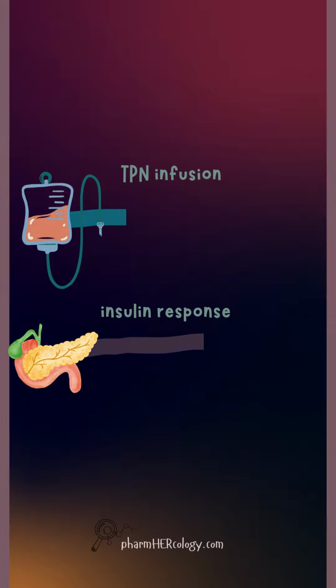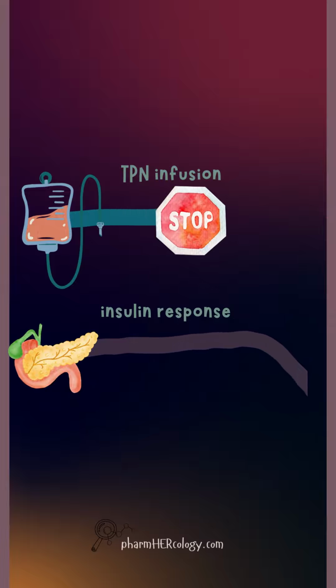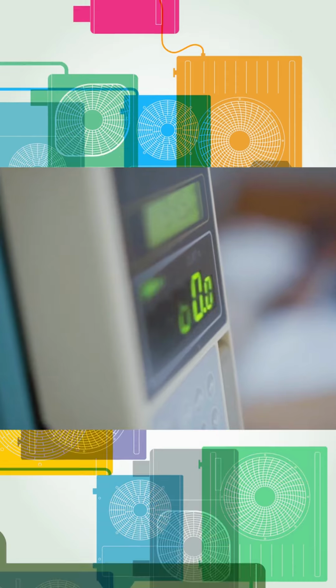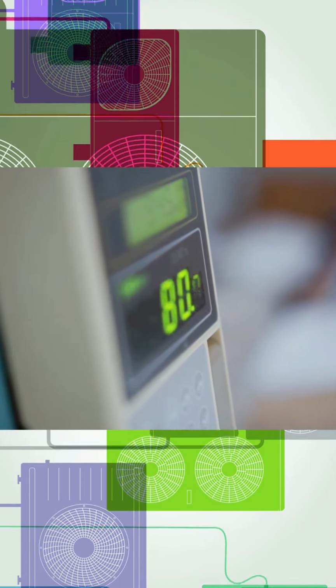If we suddenly stop a TPN, insulin release remains elevated for a short period of time. In some patients, this can cause hypoglycemia. Because of this, we titrate patients off TPN. This allows the pancreas time to decrease the levels of insulin circulating in the blood.